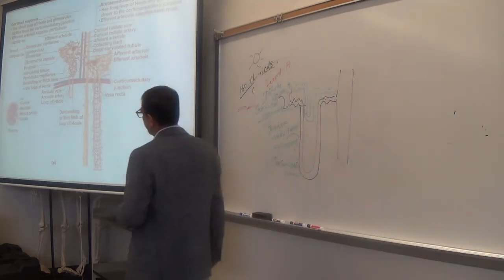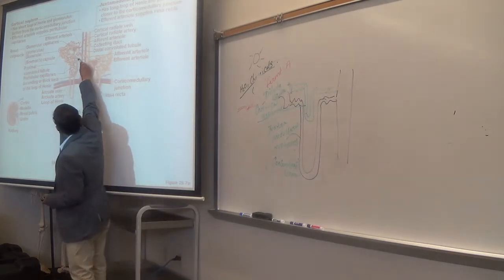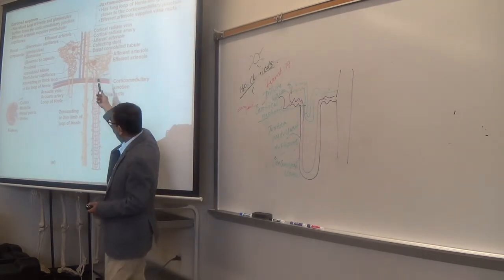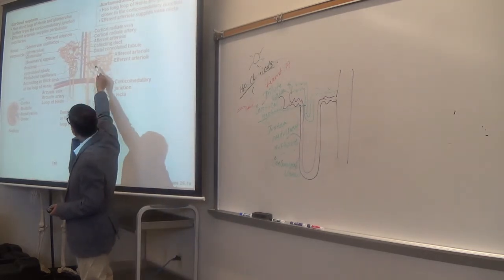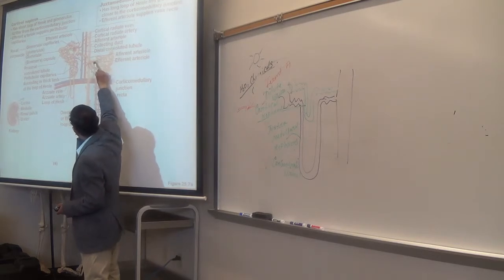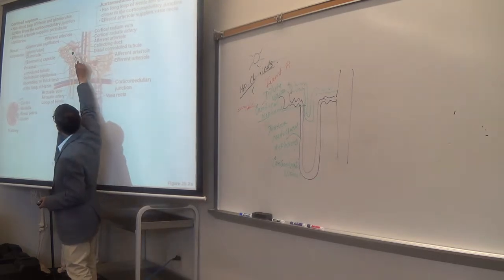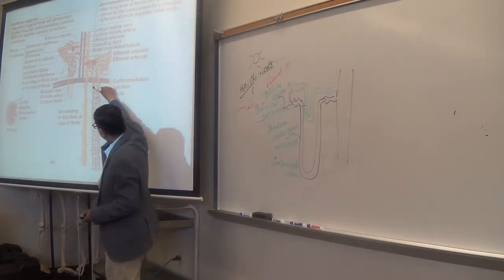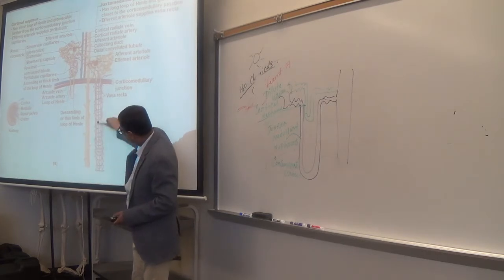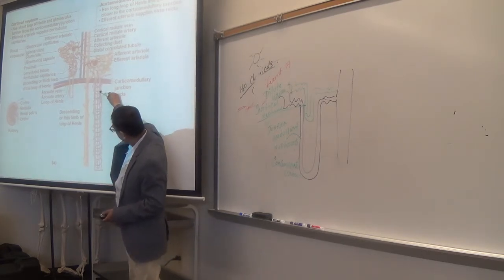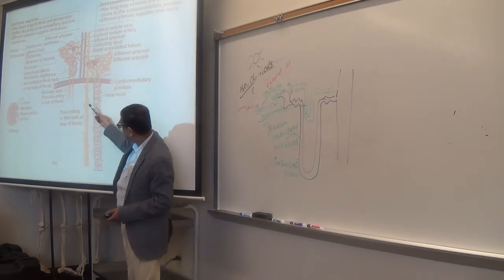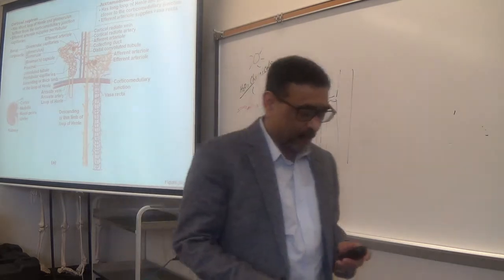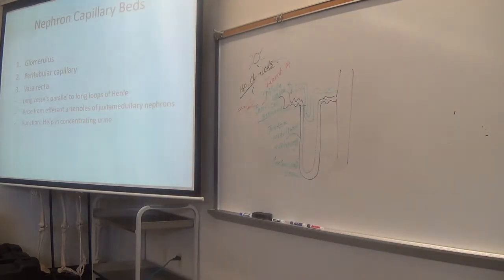You see here, this is the picture that I showed you here. This is short loop and this is long loop. And now you can also see three types of capillaries. Tuft of capillary or ball is the glomerulus, and this is peritubular capillary, and this is vasa recta. You see along the long loop, it's a ladder-shaped capillary structure that is called vasa recta. Make sense? Okay. So those are three capillaries.